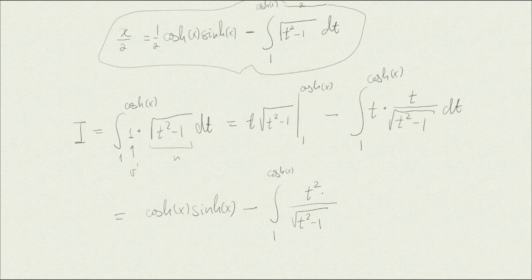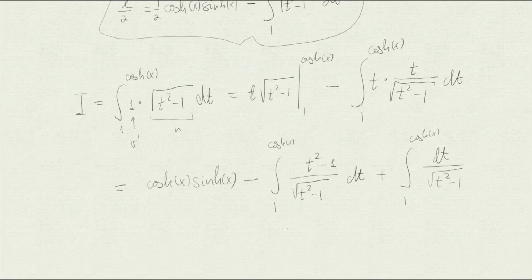So what am I going to do? I'm going to subtract 1 here, and then I'm going to add this integral dt over the square root of t squared minus 1 from 1 to hyperbolic cosine of x. I changed nothing, it's the same expression, but now this expression equals exactly the square root of t squared minus 1. So the integral that we have here is I again. So this integral is I, right? All of it. And remember we started with I equals that.